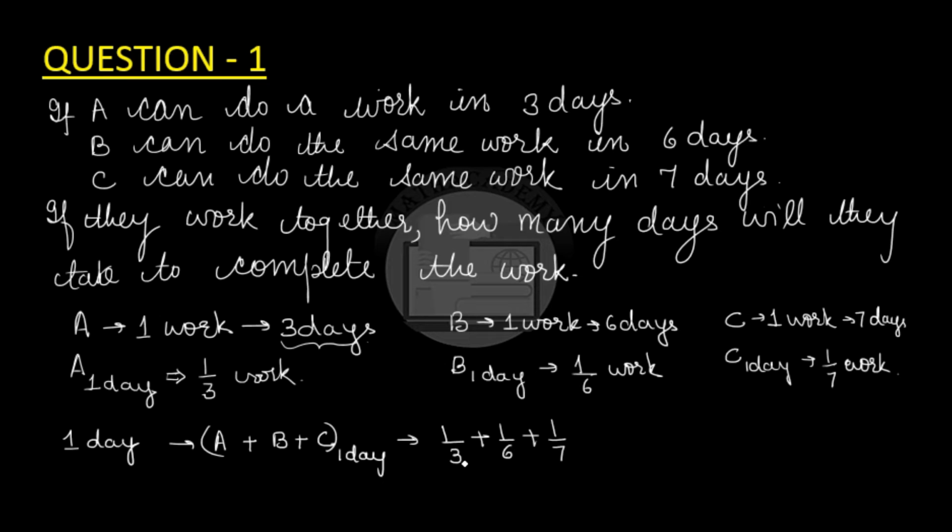If we add all of their 1 day work, we will get the amount of work which they'll do in 1 day when they work together. So we will take the LCM. LCM is 42. 3 14s are 42, 6 7s are 42, and 7 6s are 42. And when I simplify it, I get 27. I'm sorry.